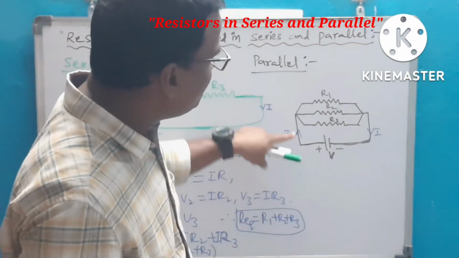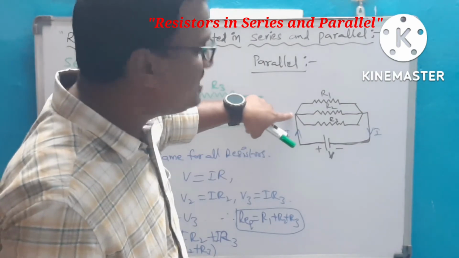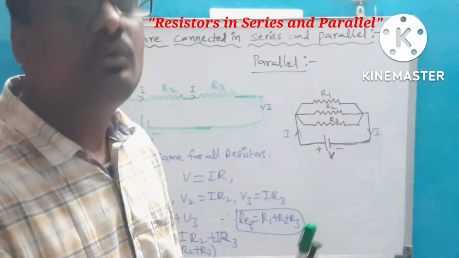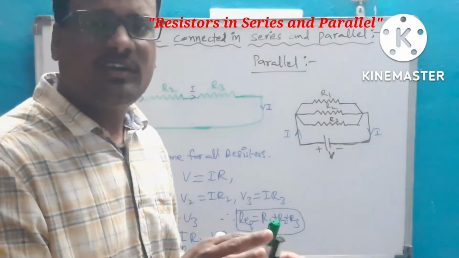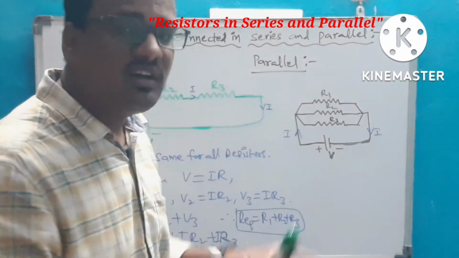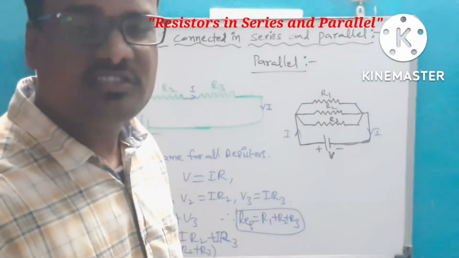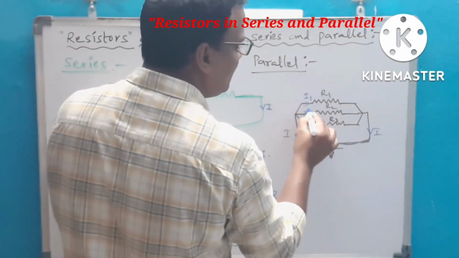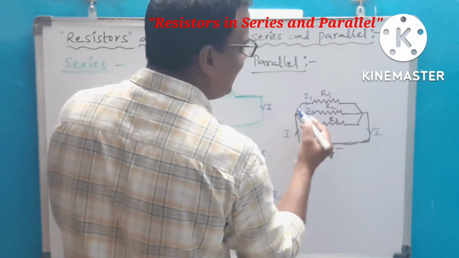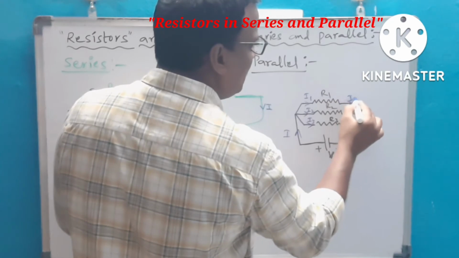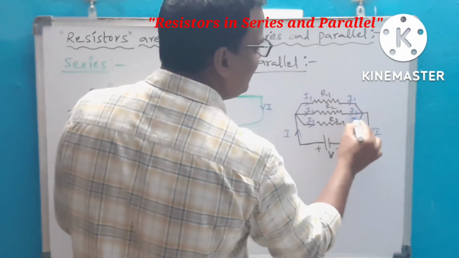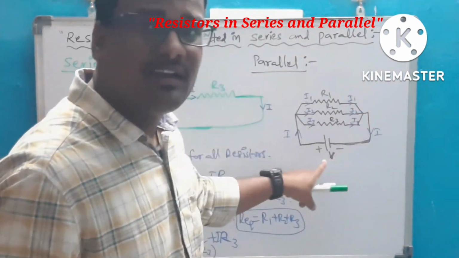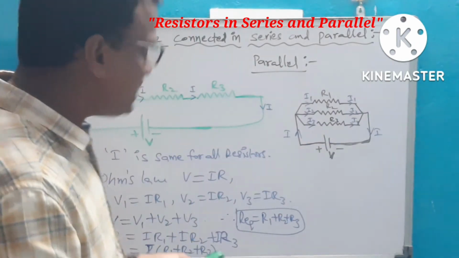But whenever the current reaches this junction, there are 3 different ways. That's why the current splits into 3 different currents, I1, I2, I3, passing through the 3 different resistors R1, R2, R3. Here we write I1, here I2, and here I3. All these 3 currents combine, and finally the total current I reaches the negative terminal.